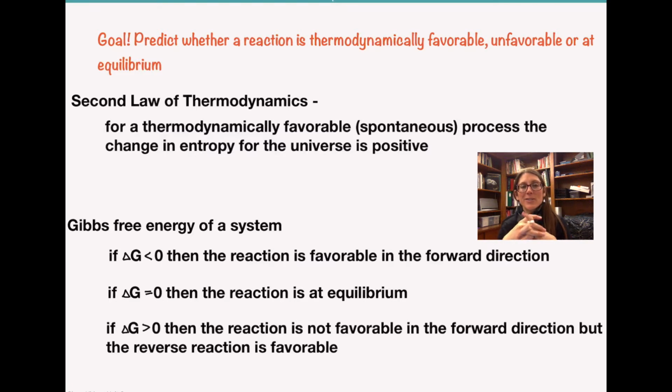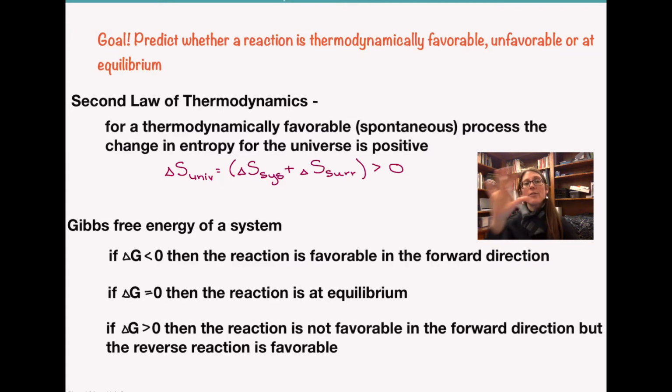The first is to use the second law of thermodynamics. The second law says that for a thermodynamically favorable, also known as spontaneous, process, the change in entropy for the universe will be positive. Delta S for the universe is the change in entropy of the system you're studying and everything else around it. So for a thermodynamically favorable process, delta S will be greater than 0. If delta S is equal to 0, you are at equilibrium.